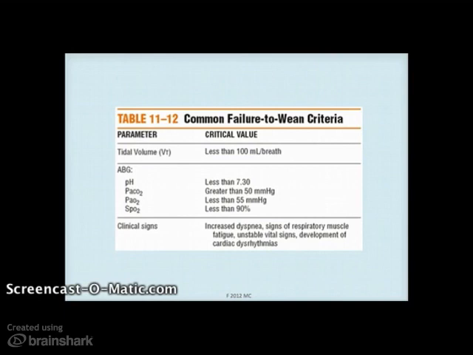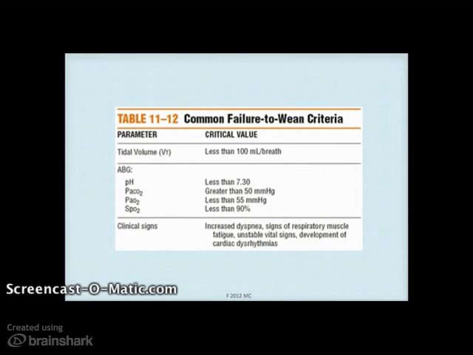So again, common failure to wean criteria is tidal volume that's low. This says less than 100, but 100 really isn't much at all. I mean, 100 milliliters of air is like, if you think about 3 little med cups, that's 90. That's not a lot of air, but I'd say 250 is probably a better indication that they're not going to have enough movement of air.